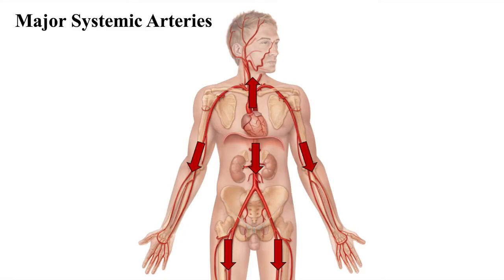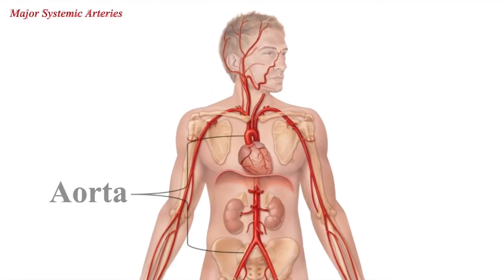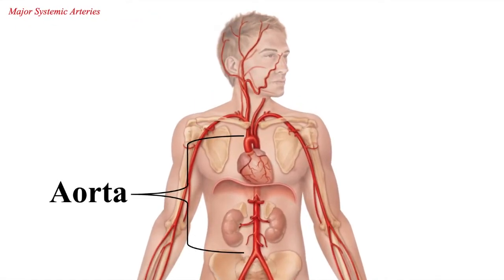Please note that we will not be covering every blood vessel, but will highlight the major arteries and veins in the systemic circuit. Blood is pumped out of the left ventricle through the aortic valve and into the aorta, the largest artery of the body. This begins our journey throughout the systemic circuit.